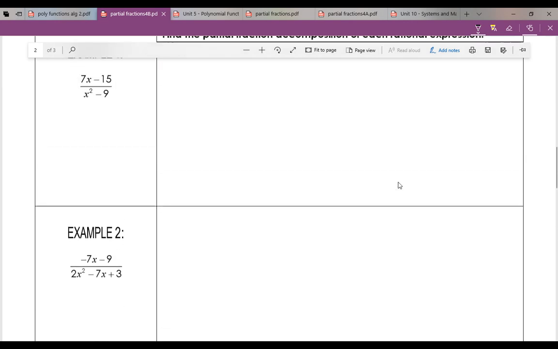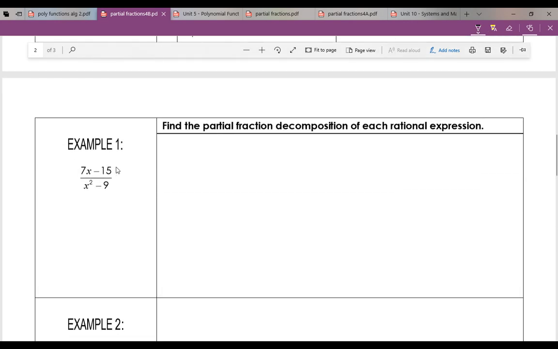Okay. So for the first one, you always factor the denominator, which is x minus 3, x plus 3. That's a difference of squares.